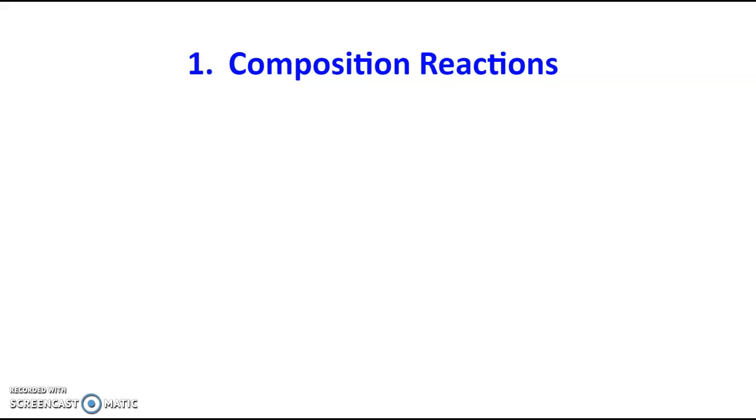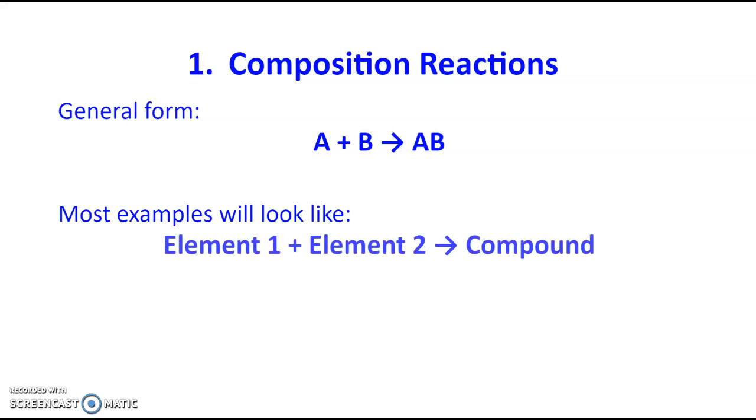All right, so next we're going to look at each type of reaction, and I'm going to give you the general form and the example of each one. So composition is when things get stuck together to make something new. So this is like element A, element B, they react and they make some molecule. Most examples will look like two elements combining to make a compound. So an example of that is when hydrogen gas and oxygen gas react and they make water.